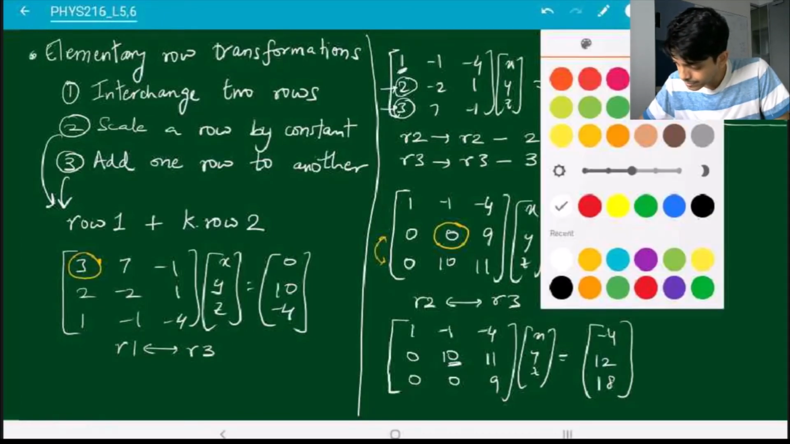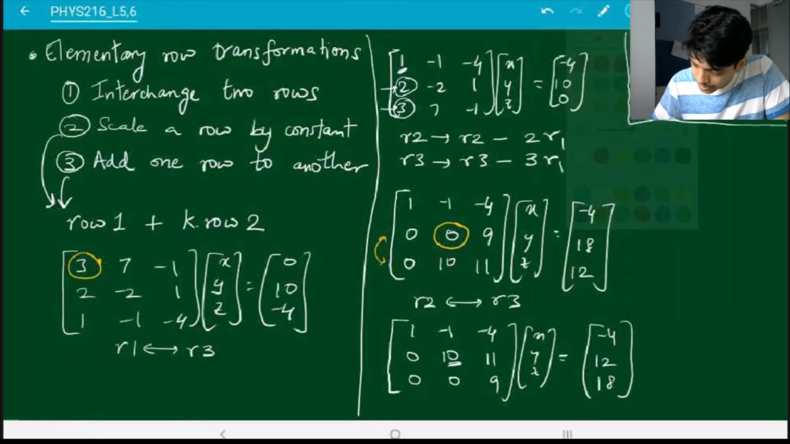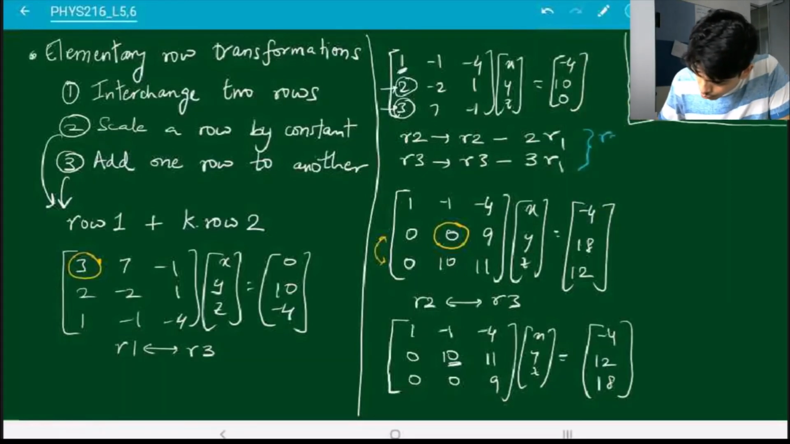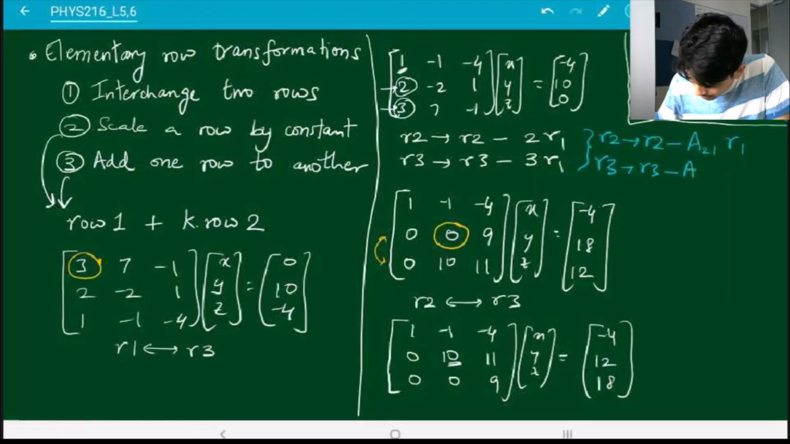I'll write it in a different color. I'll write it in blue. So what we did over here in this step was, we said let R2 go to R2 minus, what is the 2 now? It's A21 times R1, the 2,1 element of this matrix. And similarly, R3 goes to R3 minus A31 times R1.